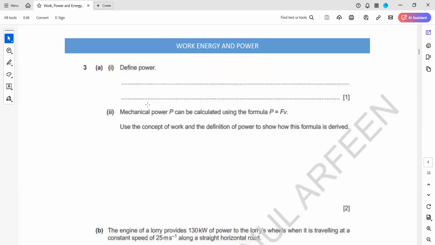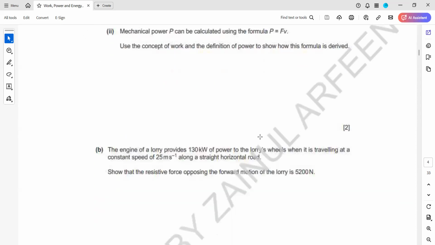Again, another question: define power. So how do we define the term power? Power is the rate of work done, or work done in a unit time. The next is mechanical power can be calculated by using the formula P equals F into V. Use the concept of work and the definition of power to derive this formula. The short derivations are there in the paper exam, for both Edexcel and Cambridge students. Even sometimes they ask to derive an equation for the resistance of components in series or in parallel.